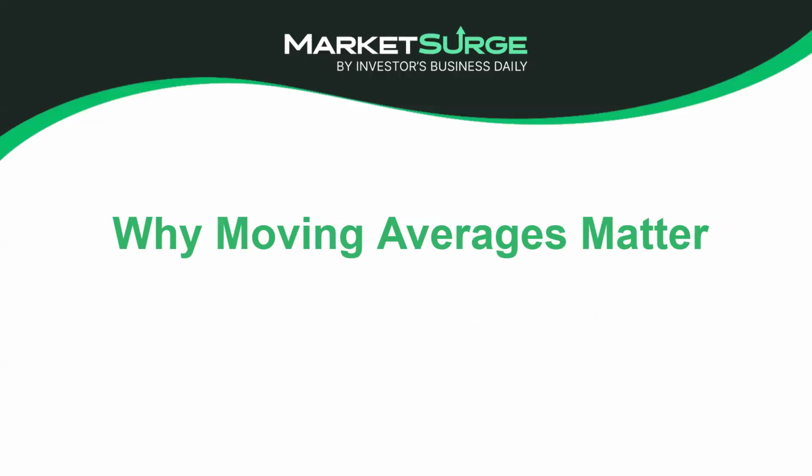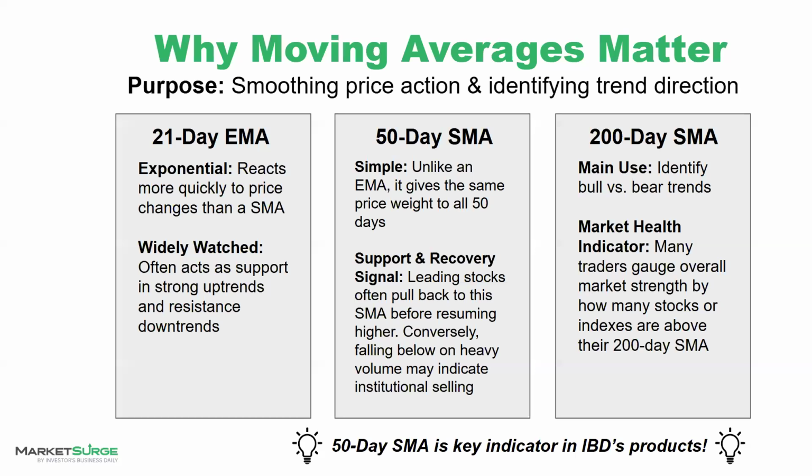All right, so let's talk about why these moving averages really matter. And here's an overlay of three of the most common ones. One that is frequently added into MarketSurge is a 21-day moving average. And you'll notice it says EMA there. If you're not familiar what that means, exponential moving average. And so an exponential moving average is going to react more quickly than a simple moving average. It's going to put more weight on the more recent price action.